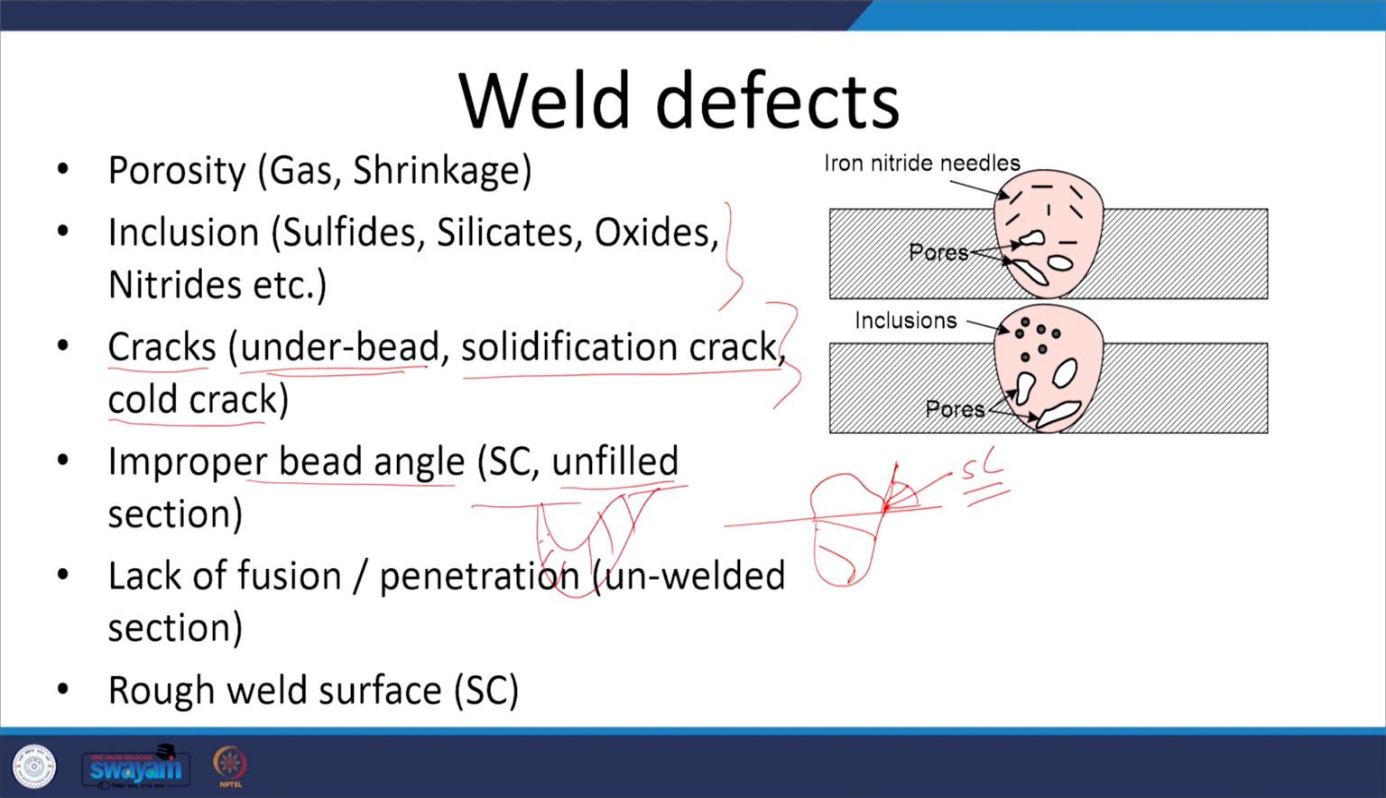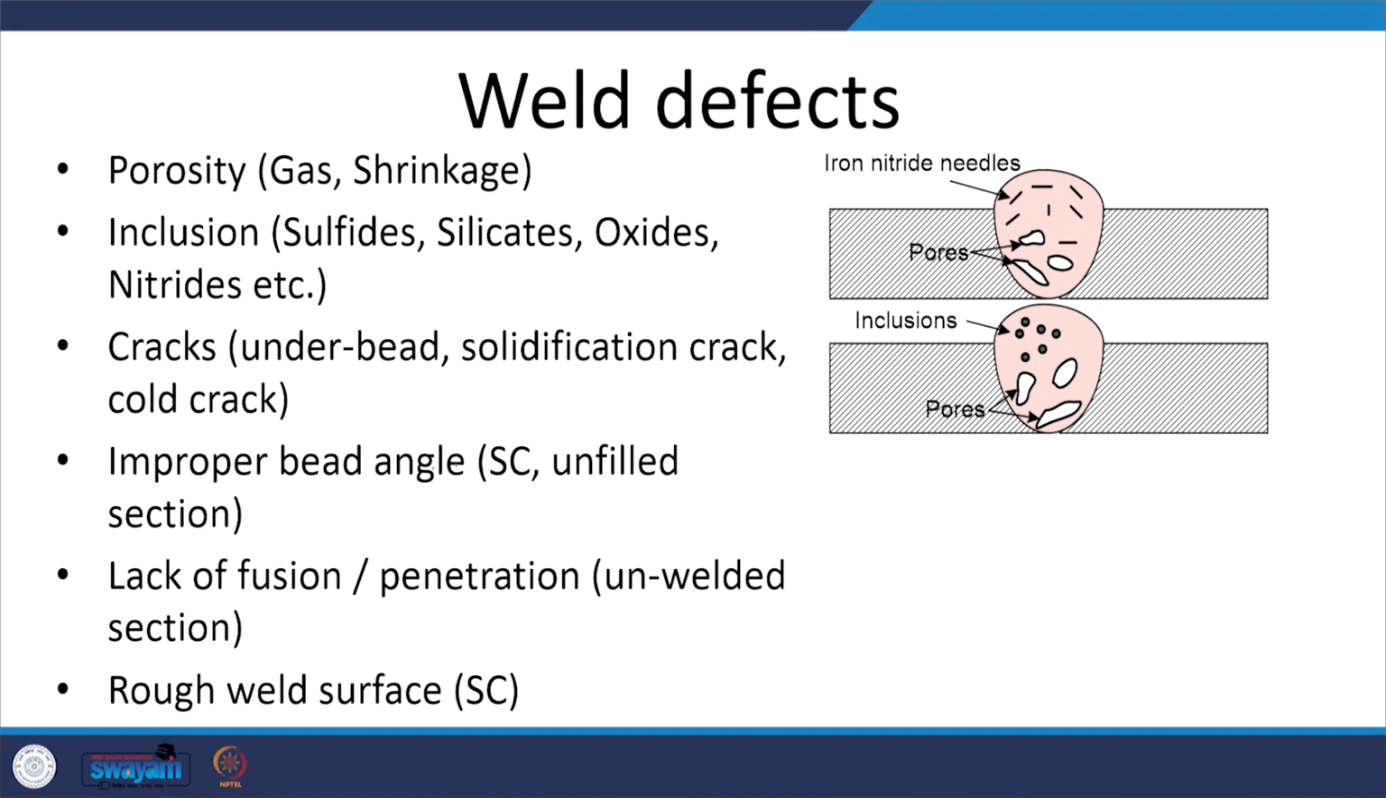So, there is an unfilled section leading to the reduction in cross sectional area in the weld zone, and that in turn will be reducing the load carrying capacity and strength of the joint. So, improper weld bead leads to the improper bead angle, and improper weld bead leads to the stress concentration or the unfilled section. That is another kind of improper weld bead.